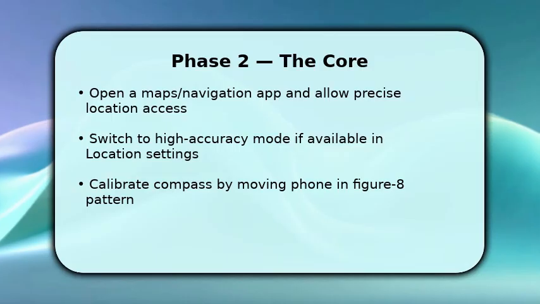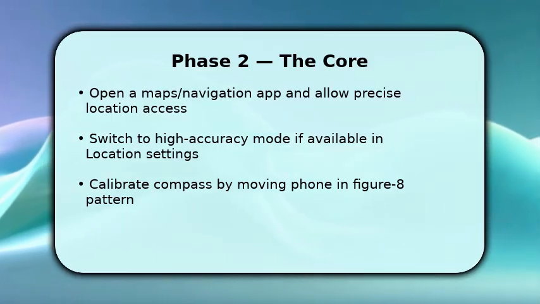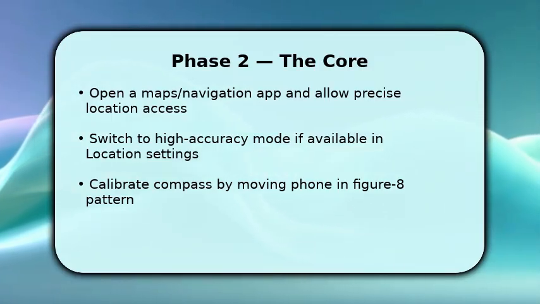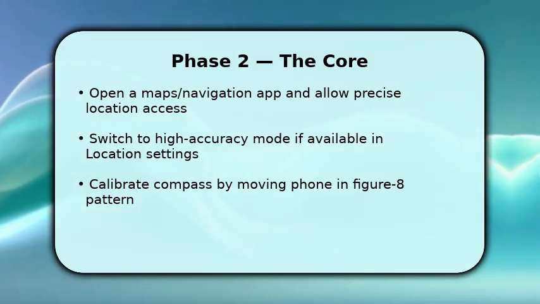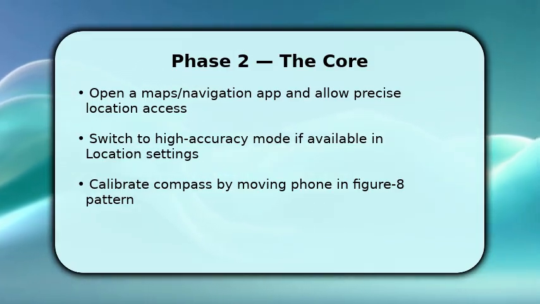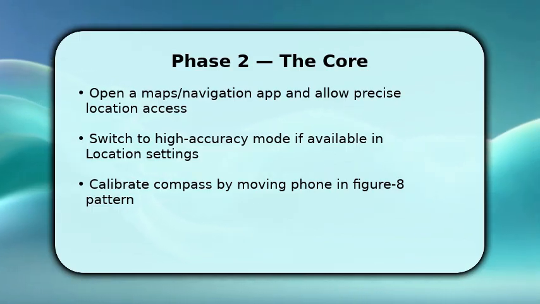Next, you open your chosen Maps app and grant precise location access. This combines GPS, Wi-Fi, and cell data for accuracy. Then switch location mode to high accuracy if the phone offers it. This forces GPS plus network positioning for faster locks.